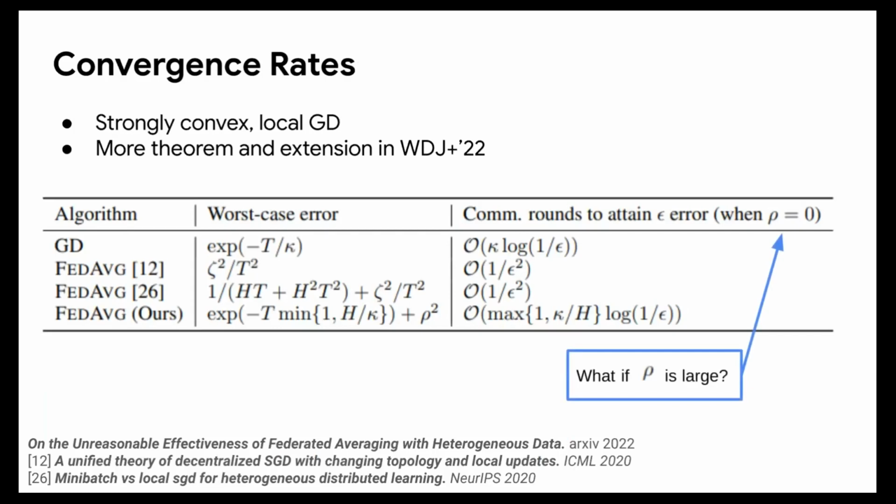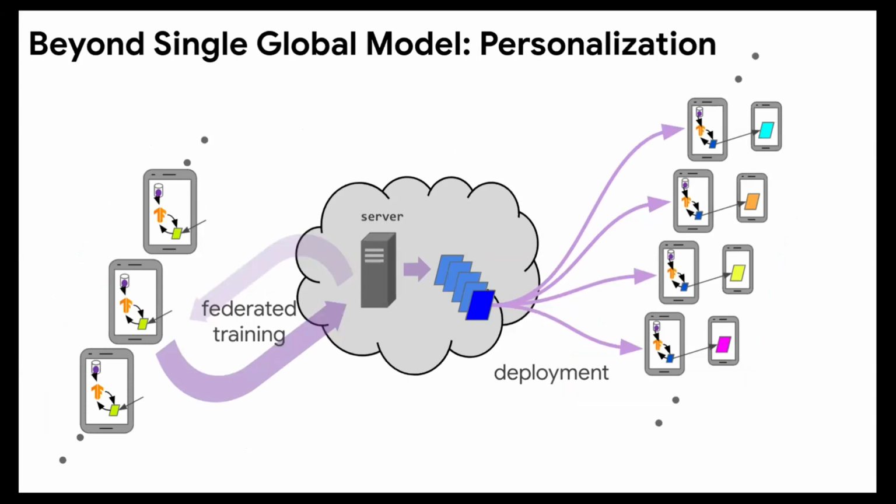Again, our analysis extensively uses this observation that the average drift at optimum rho is small. What if this number is actually large? What if average drift at optimum is large? We believe that in that case, that means it is very hard for a single global model to perform well for every client. In this case, we may need something that's beyond a single global model.